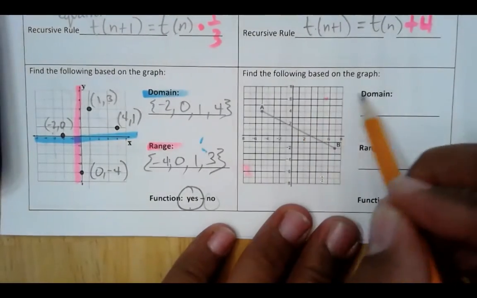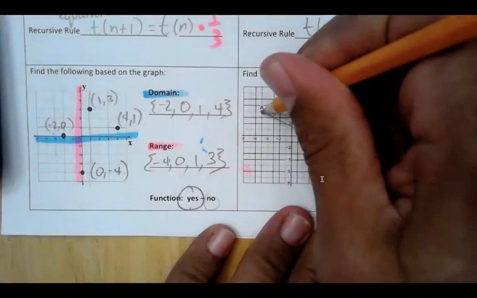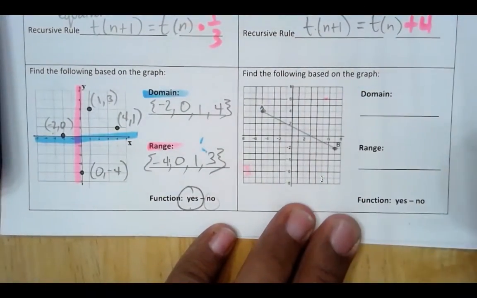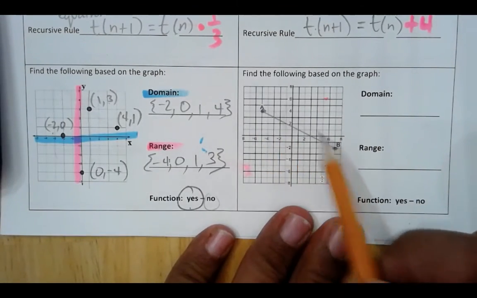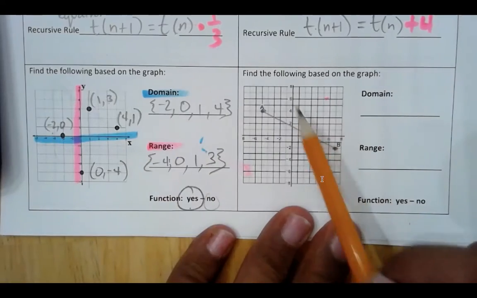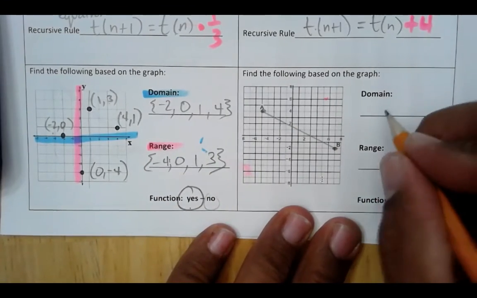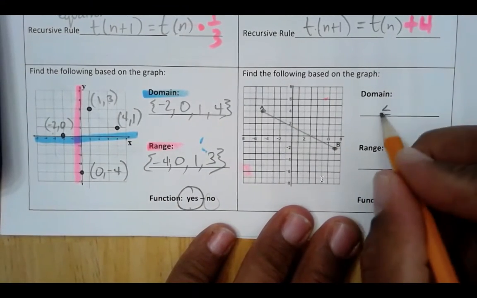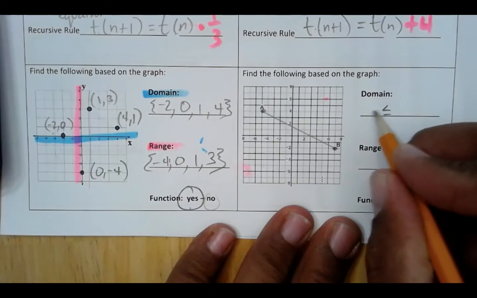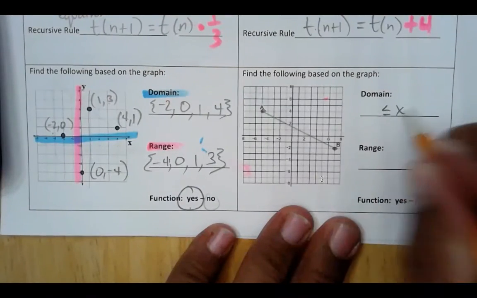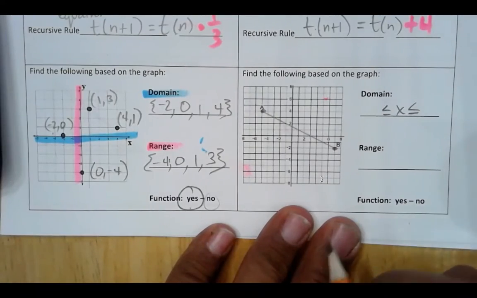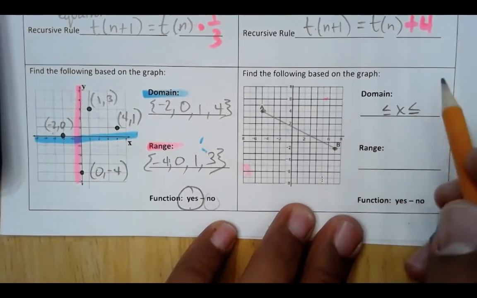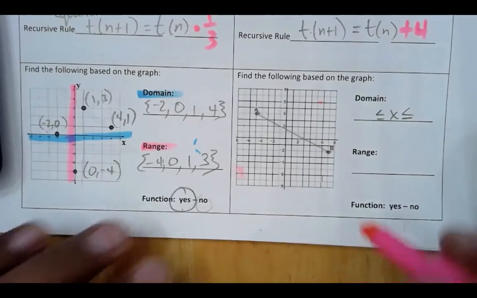All right, so now this one, domain. This starts at one point and ends at another, so we're going to have values on each side of this. And this is a continuous line, it's not a bunch of points. So because it's a continuous line, we're going to write our domain like this, where all the values are greater than or equal to x and less than or equal to x. Everything in between is basically the limit, or the domain, of this graph.